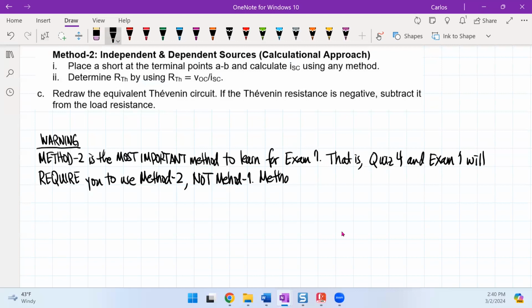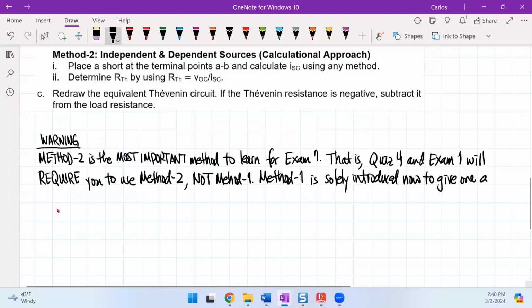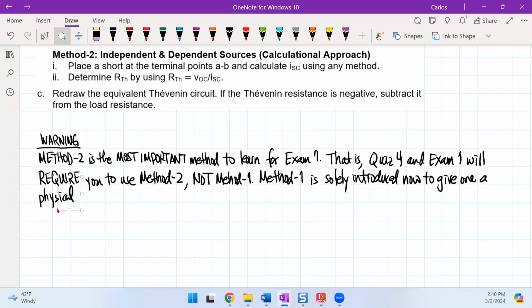Method 1 is solely introduced now to give one a physical understanding of why these theorems are valid.